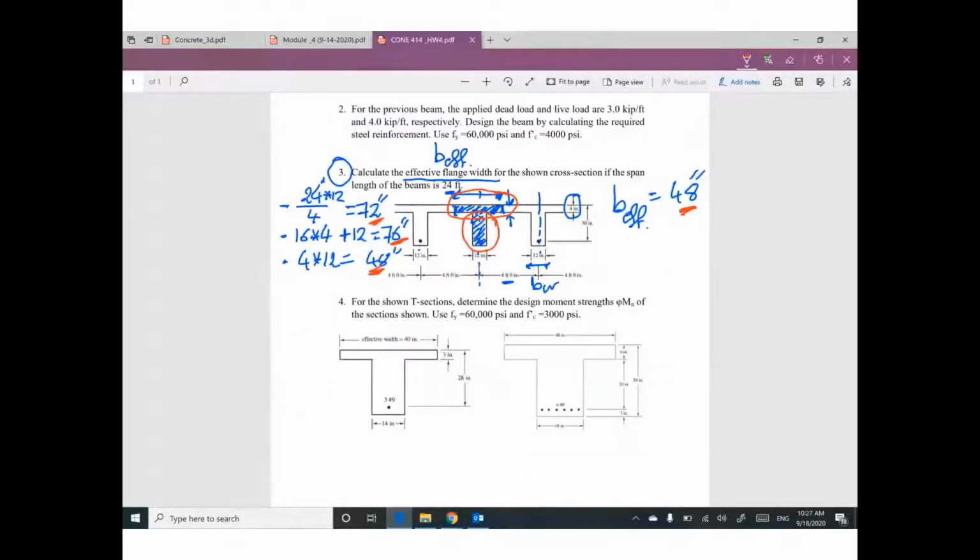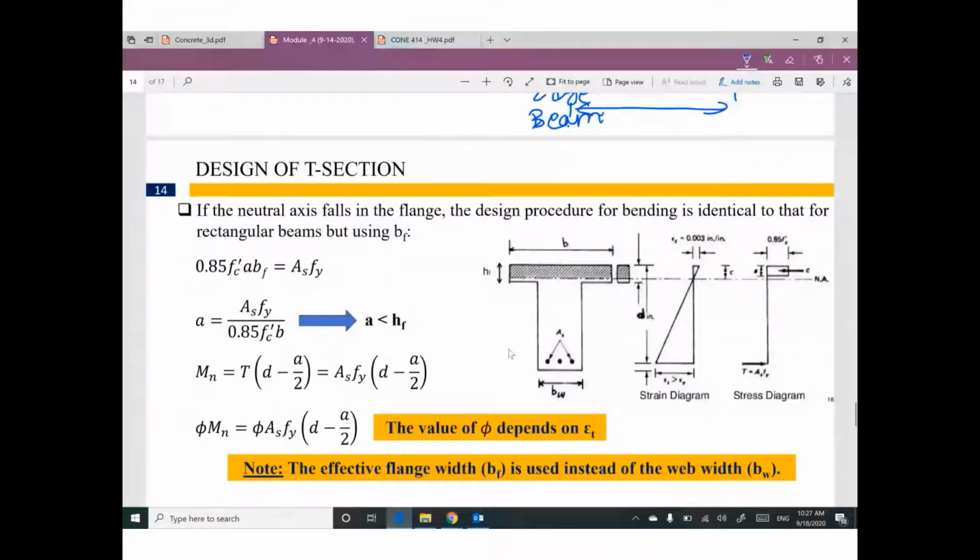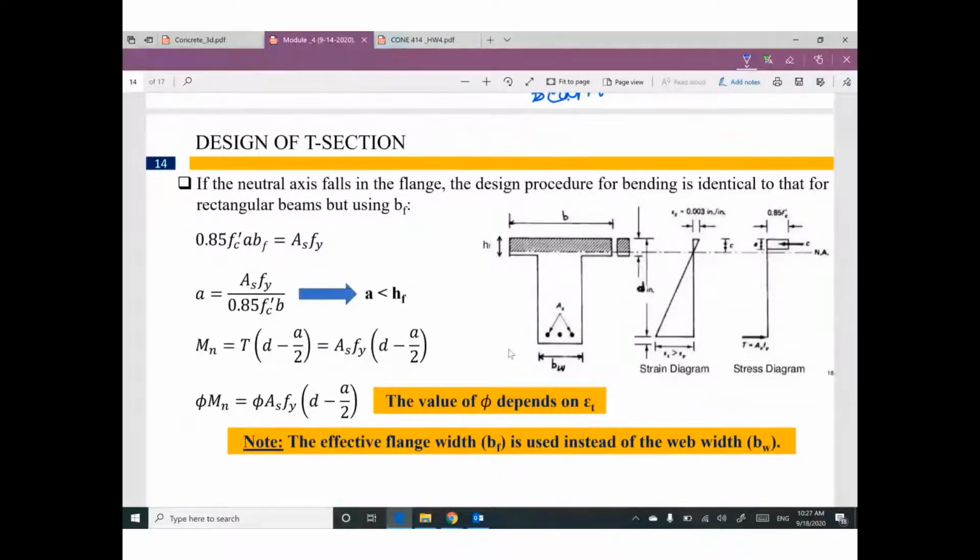Yeah, this one is T. Okay, let's start. How to design a T-section. Design of T-section. Very simple, very easy.